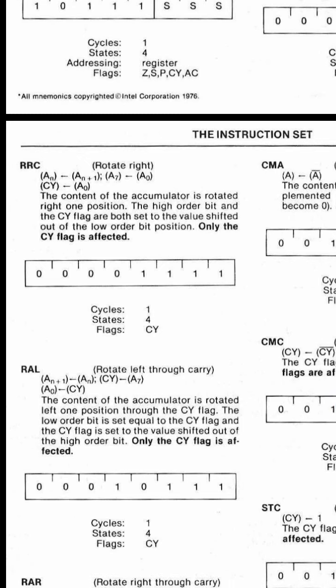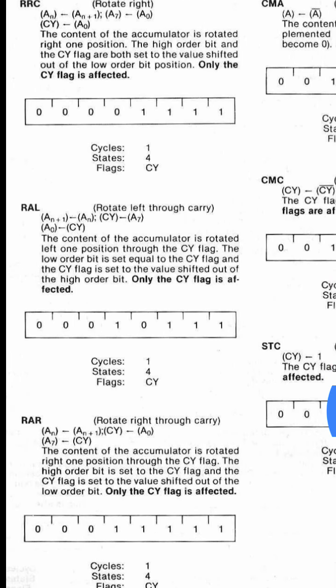RAL, rotate left through carry. Now the accumulator contents along with the carry flag will be rotated left. And RAR, rotate right through carry. Accumulator contents along with carry will be rotated towards the right, meaning the A0 bit will be stored into the carry, and then further rotation will occur, and carry will be stored into A7.